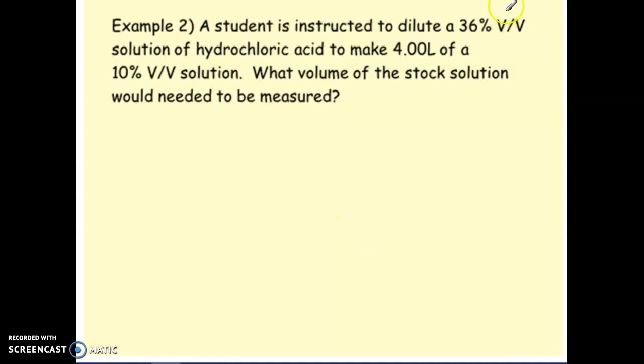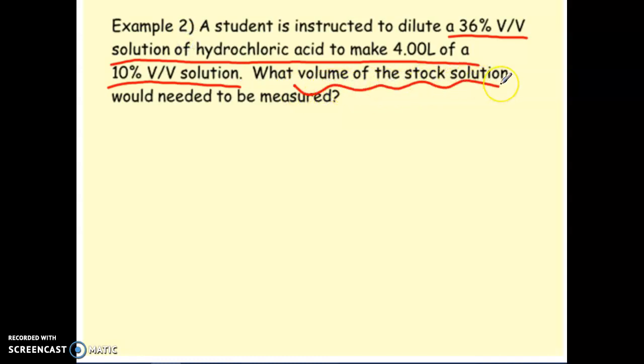Okay, so a student is instructed to dilute a 36% volume per volume solution of hydrochloric acid to make 4.00 liters of a 10% volume per volume solution. What volume of the stock solution would need to be measured? Okay, so we're looking for V1 here.